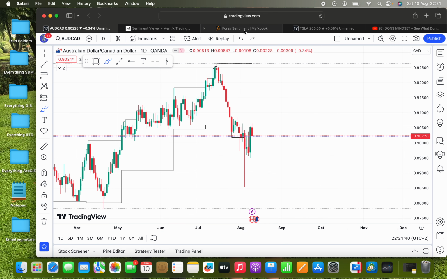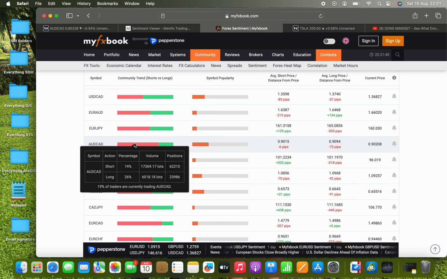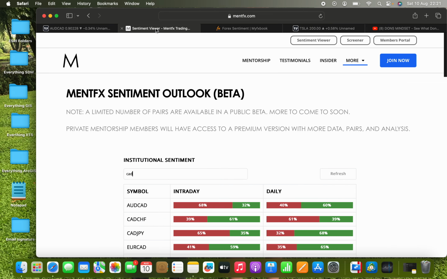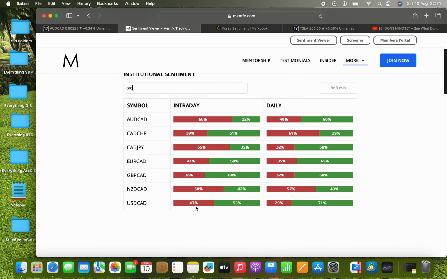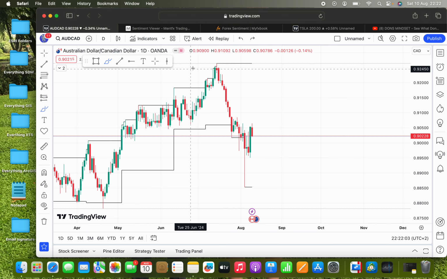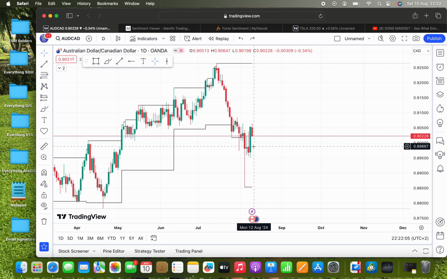But that is the bias that I'm looking at on this pair, that it's going short according to retail traders. And then when I look at this, this is my favorite thing, the institutional sentiment. It's painting a different story. Now, it's currently bearish on the intraday, so that's a short-term thing, because you can see on this daily time frame, and on this candlestick over here, it is bearish.